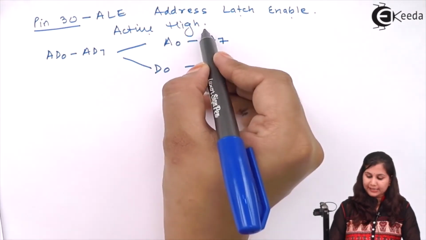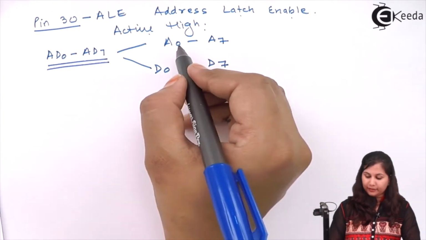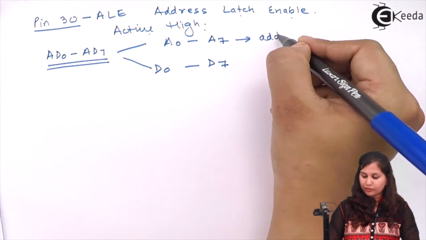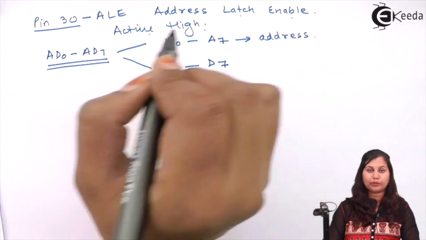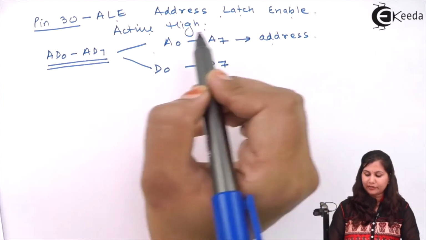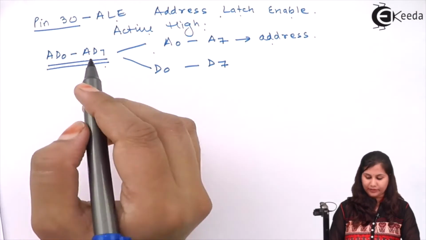When this signal is high, it means that the data available on this bus is the address of a memory location or an input device. So whenever this is high, it means that the address is available on these lines AD0 to AD7.